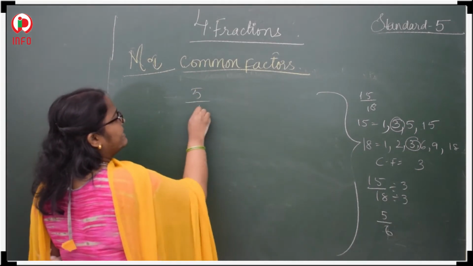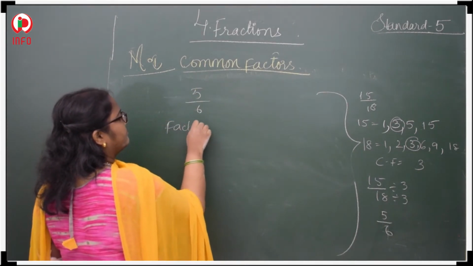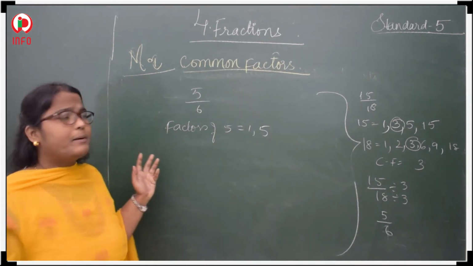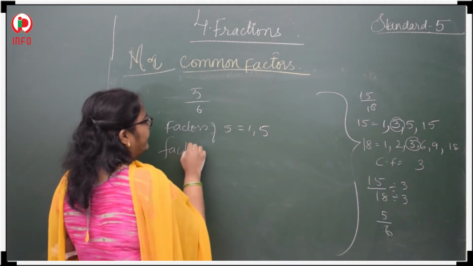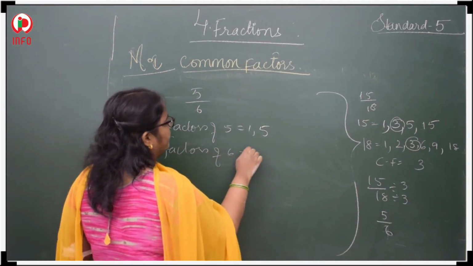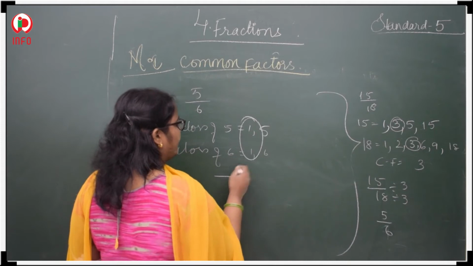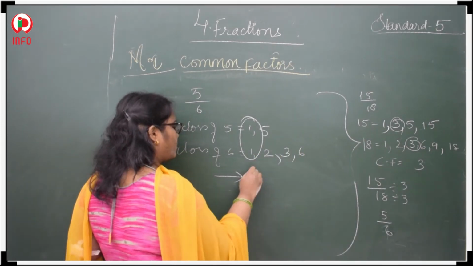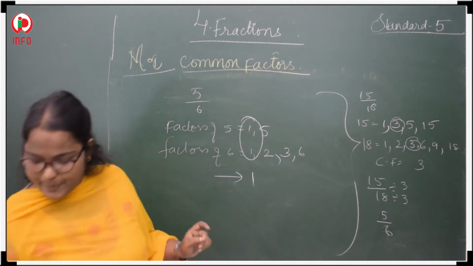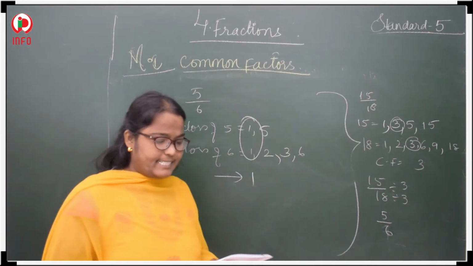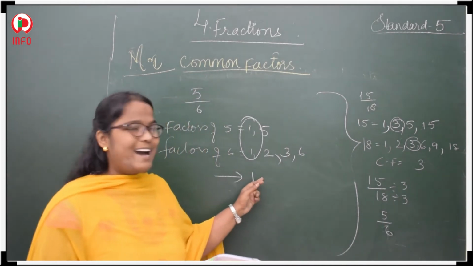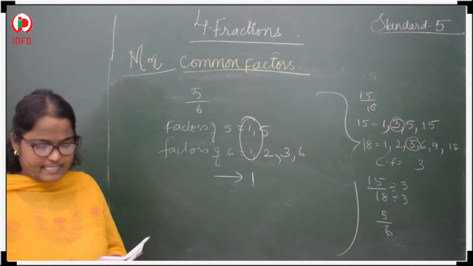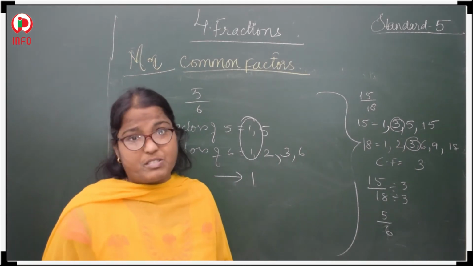Factors of 5: 1 and 5, that's it. It does not go in any of the tables. Next, factors of 6. It will go in 2 table also. It will go in 3 table also. So what is the common factor for 5 and 6? 5 and 6 have no common factors other than 1. This method will reduce a fraction to its lowest term, but it takes several steps, guys.